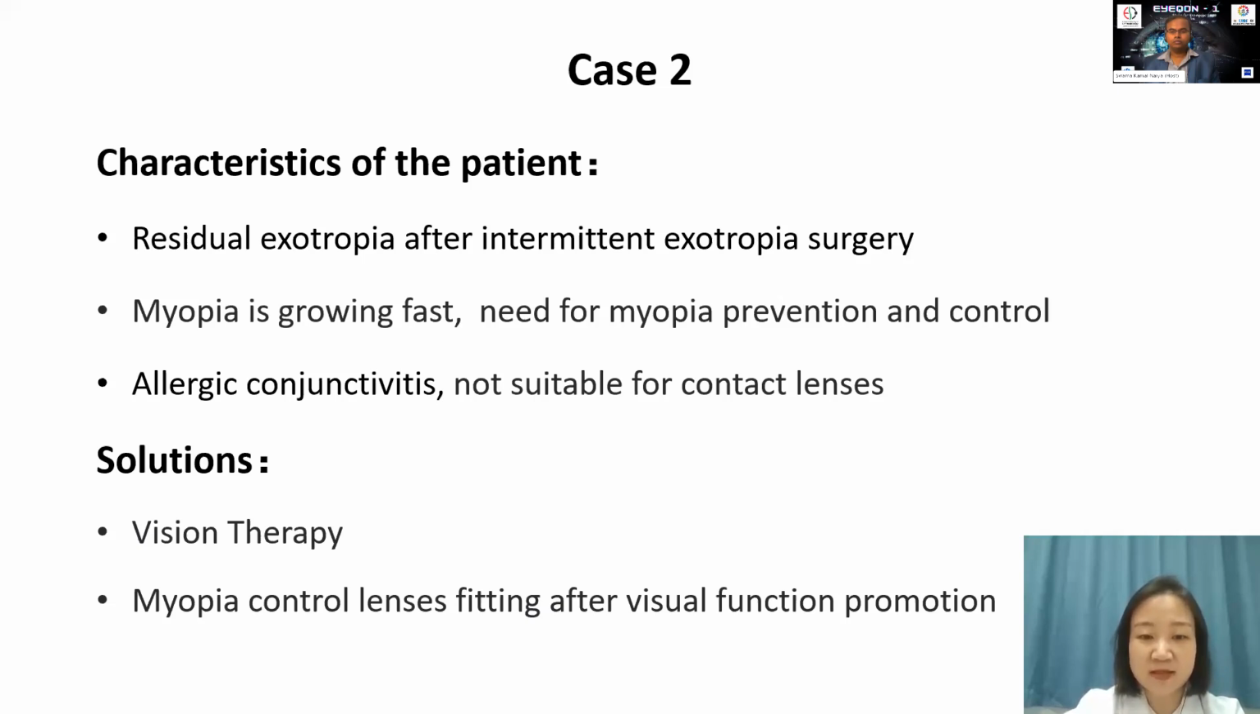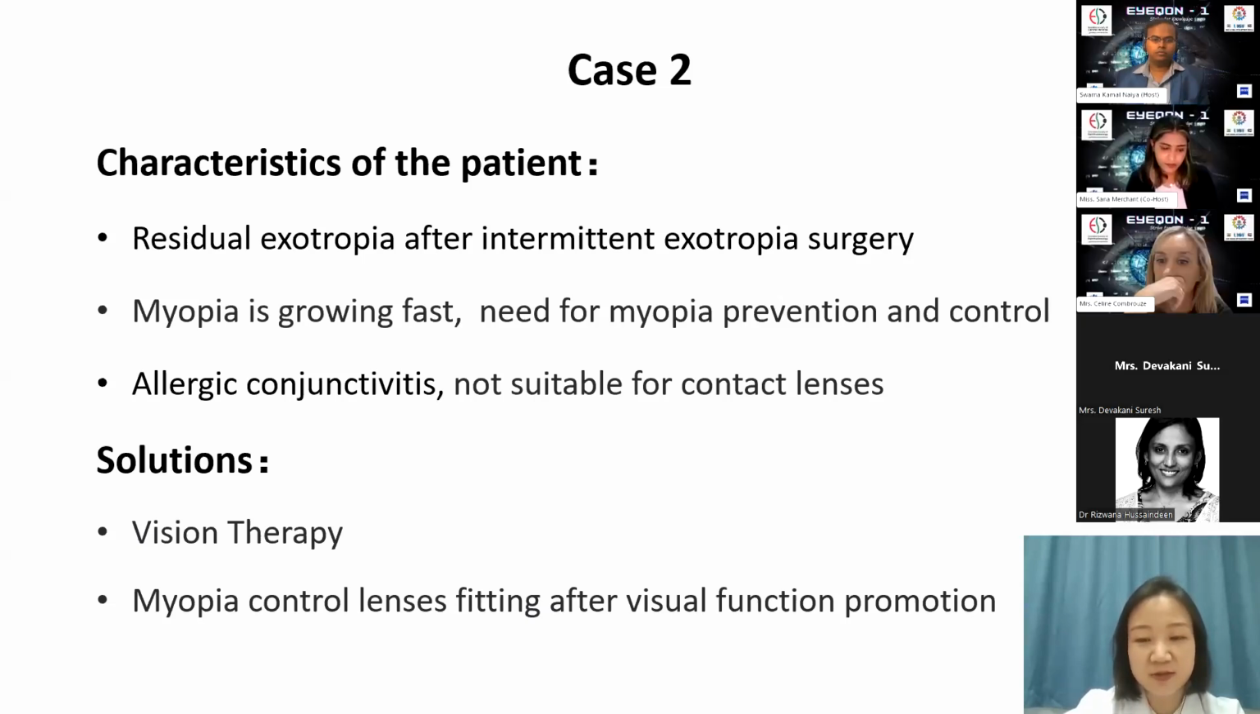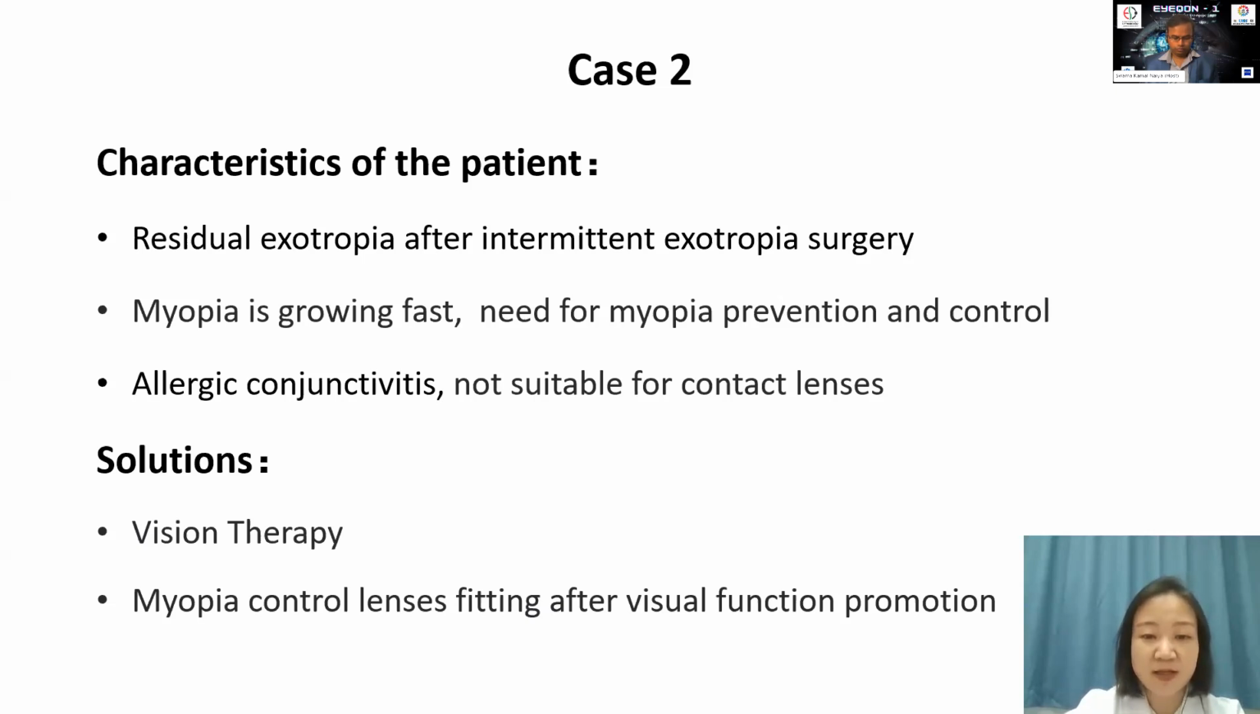Due to the presence of allergic conjunctivitis, the patient is not suitable for ortho-K lenses or defocus soft lenses for myopia control. Considering the characteristics of the case, although the patient has residual exotropia, it can be controlled well in the primary position, and the amount of deviation is small. So we considered it can be treated well after vision therapy to improve the fusional vergence and accommodative facility. Our proposed solution is as follows.